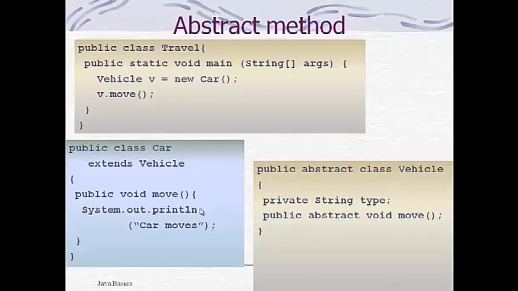So here we have mentioned public abstract void move. So this method is abstract. There is no definition, only the declaration. When we call move, the move from Car is called, because anyway there is no definition in Vehicle.